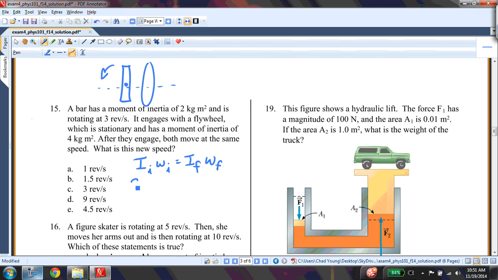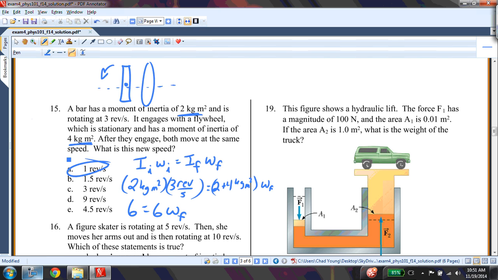So this is 2 kilogram meter squared, that's just the bar, times 3 revolutions per second, is equal to 2 plus 4 times omega final. So now I've added these two quantities. That's my new moment of inertia. So this is 6 times omega final. So omega final is 1 for number 15.